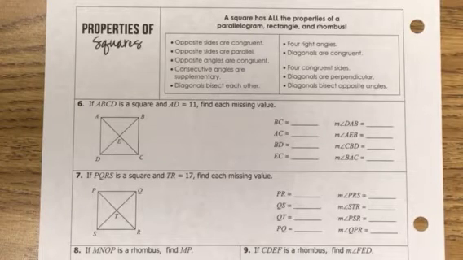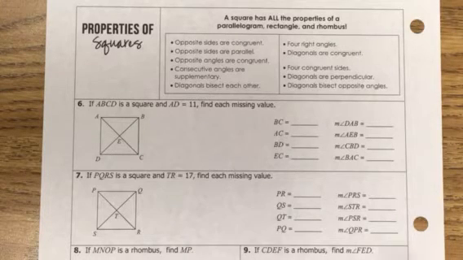Today we'll be talking about squares. As we talk about squares, the first thing to note is that a square is a special parallelogram, rectangle, and rhombus. What that means is that the rules and properties for all of these shapes apply to the square.